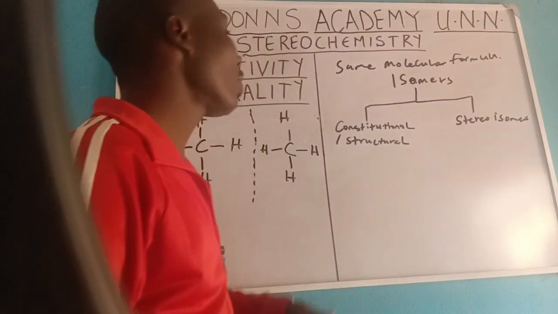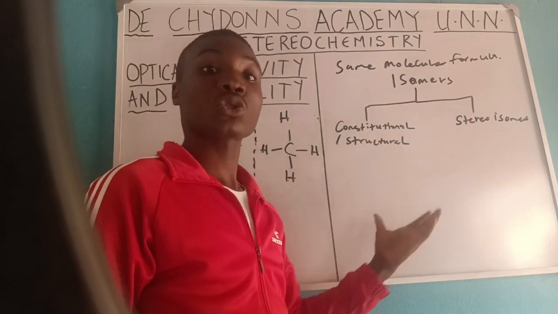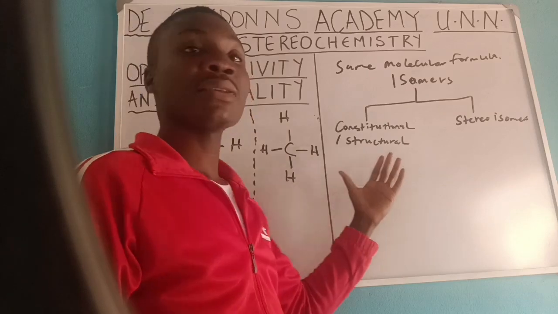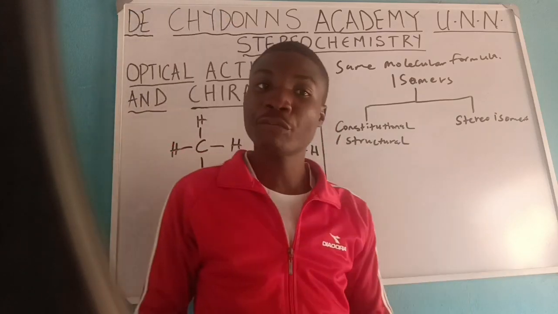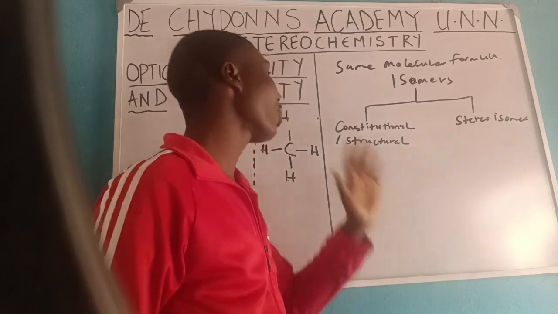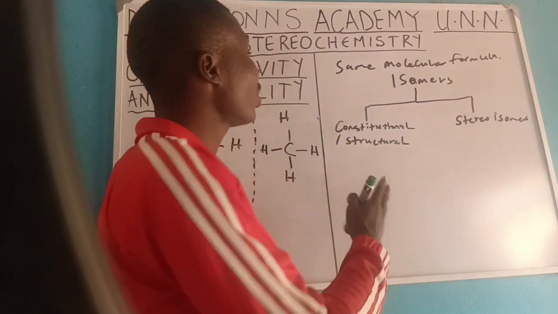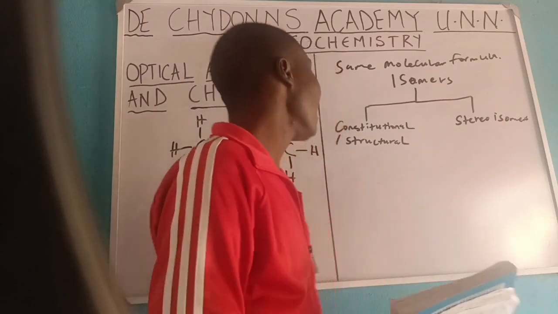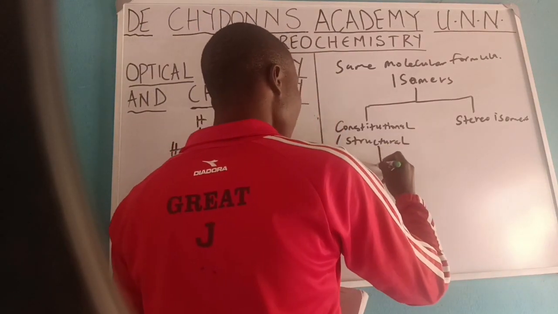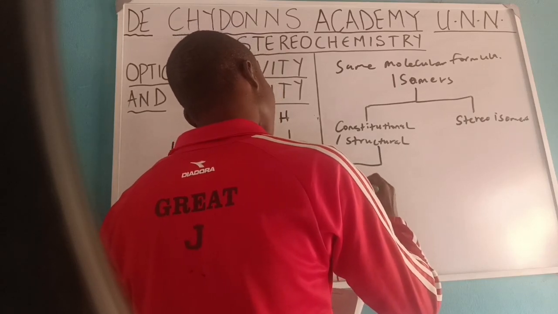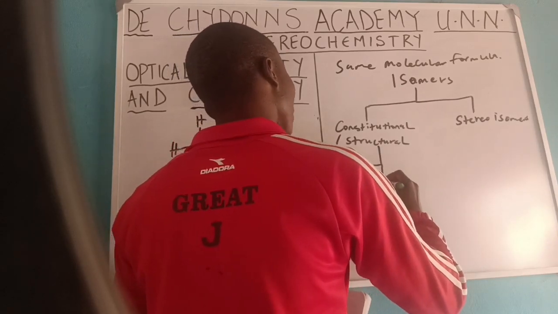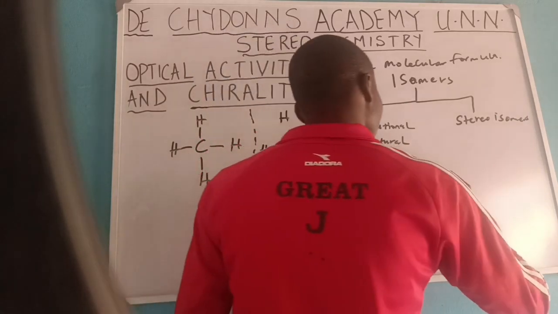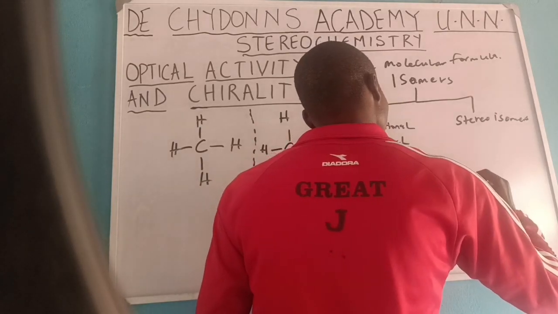Now, what do we refer to as constitutional or structural isomers? As you've already seen from the name, these compounds have the same molecular formula, but their difference is captured in their structure. Constitutional isomers or structural isomers happen to be of three different types. We have the chain, the positional, and then the functional.